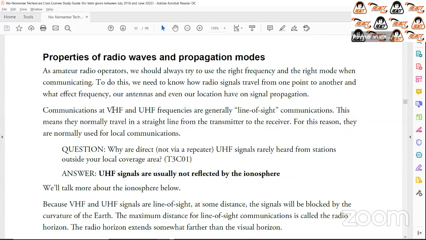So they are making the point here that VHF and UHF frequencies are generally line of sight, right? That means when you transmit either VHF or UHF, it leaves your transmitter and goes in a straight line outwards. So therefore, we tend to use VHF and UHF for local communications, tend to, right? So once we are talking locally, we will probably be using VHF or UHF frequencies, right?